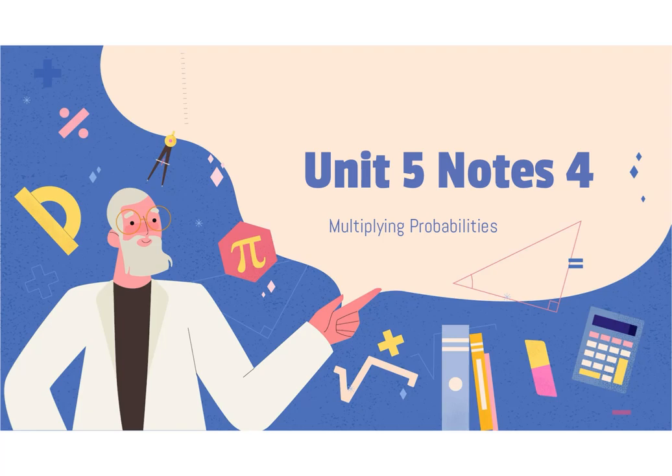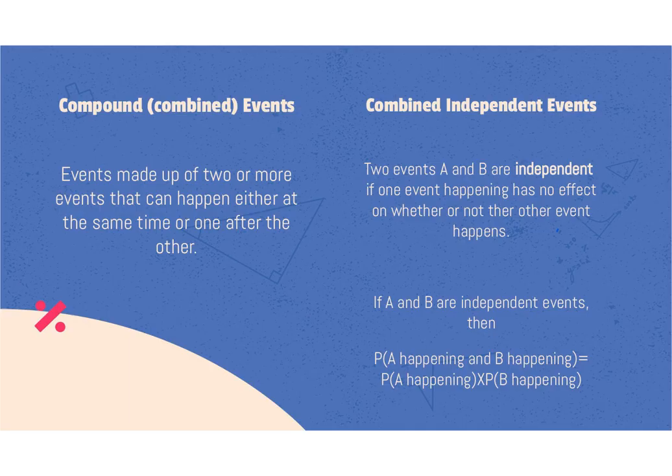Heron talking to you about Unit Notes 5.4, talking about multiplying probabilities and trying to figure out what the probabilities are of combining situations, of compound situations. So what happens when I have one situation and then I multiply it times another situation? You have compound events, which are basically just combined events.